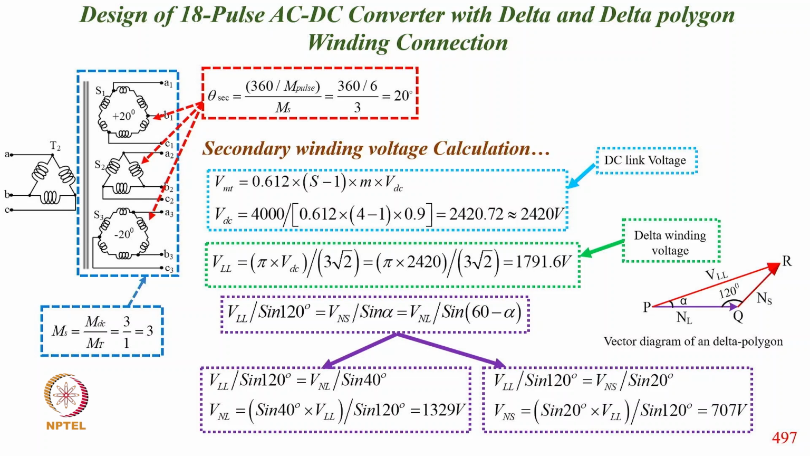And then this is the design of 18 pulse AC/DC converter, where primary is delta, and secondary is phase shifted by 20 degrees. So here we calculate theta secondary equal to 360 times M pulse divided by MS, which comes to 20 degrees, and secondary winding calculation VMT equal to 0.612 into S1 minus M into VDC, from which we calculate the VDC for given voltage. This comes to 2430, and VLL equal to 0.2 VDC, so it comes to 1791.6 for delta winding, and we get the VLN. And from the design calculation for the diagram, we get the VNS equal to 707 volt.